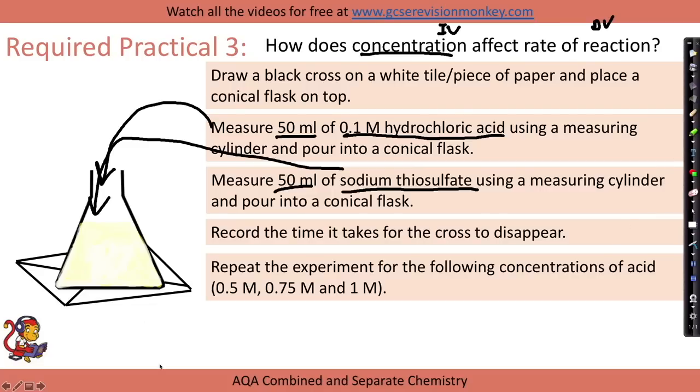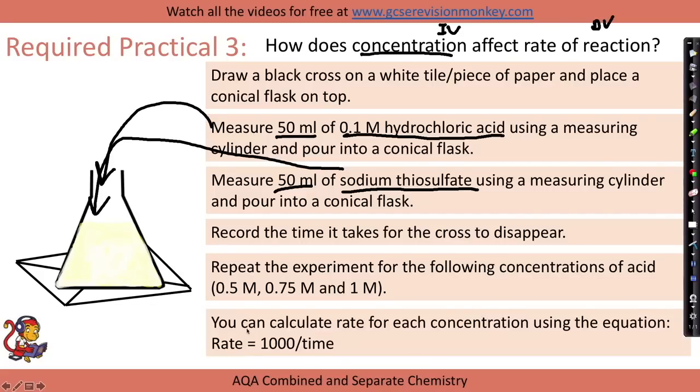And for this one, because we're not measuring the amount of reactant used or the amount of product made over time, we're simply looking for the time it takes for a colour change, we could use the equation rate equals 1000 divided by time to calculate a rate of reaction for each concentration that we're using.